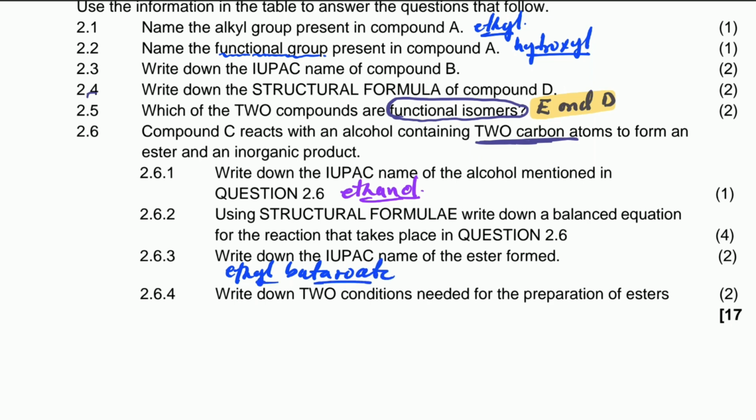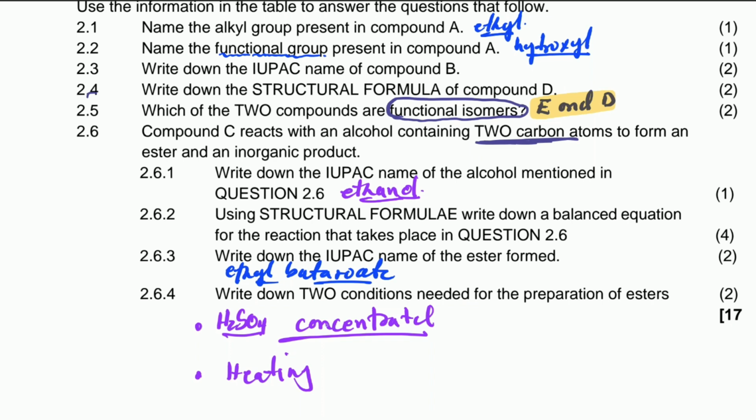And then write 2 conditions. The first one is that you need H2SO4, as I said. It's going to be used as a catalyst and also as a dehydrating agent. And the other one, you need heating in a water bath. In a water bath. Now why?